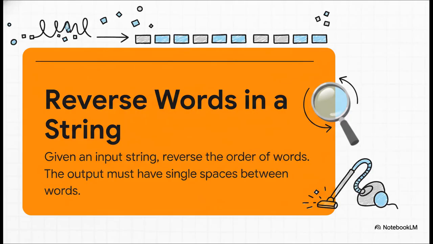So let's be super clear on the official rules of the game. We're given a string, and we need to reverse the order of the words. But, and this is the key part, the final output has to have only a single space between words and absolutely no spaces at the beginning or end. We're basically transforming that messy input into a perfectly clean reversed string.